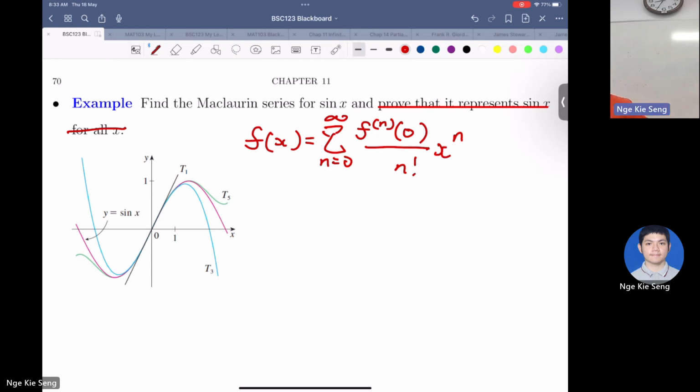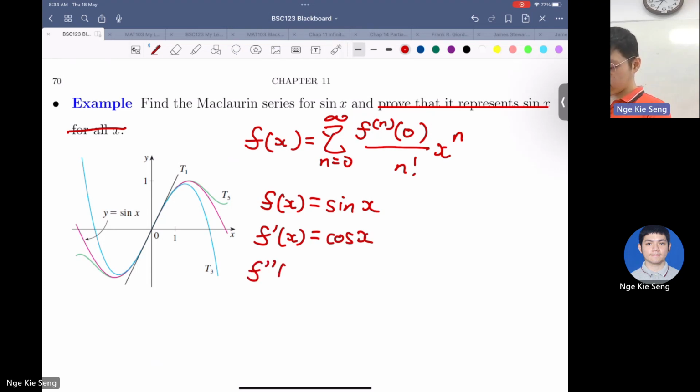So what do we need to compute? We need to compute the nth derivative and evaluate it at 0. Let's do them one by one. f(x) is just sine x in this case. What is the first derivative? Cos x. Second derivative, minus sine x. Third derivative, minus cos x. And then the fourth derivative, which is sine x.